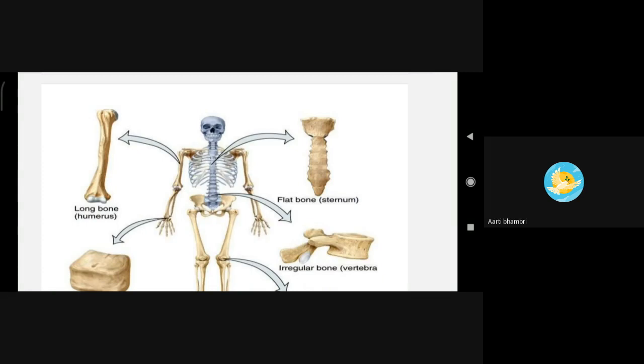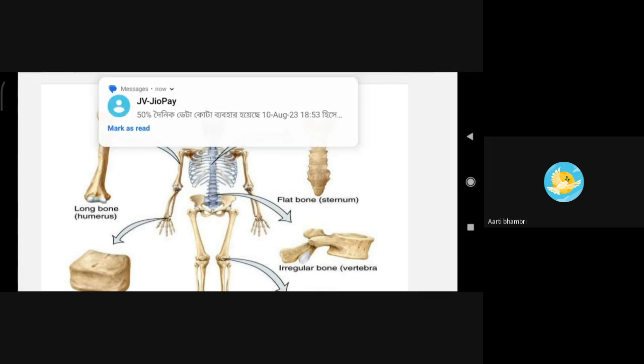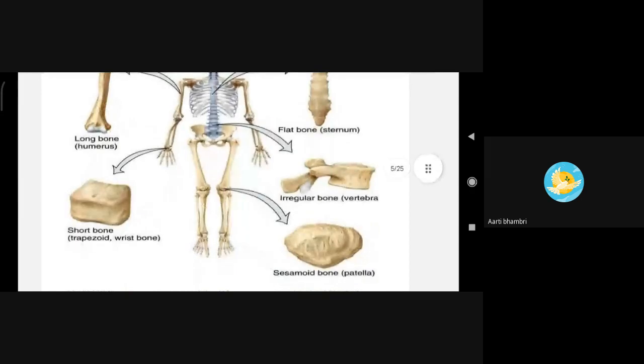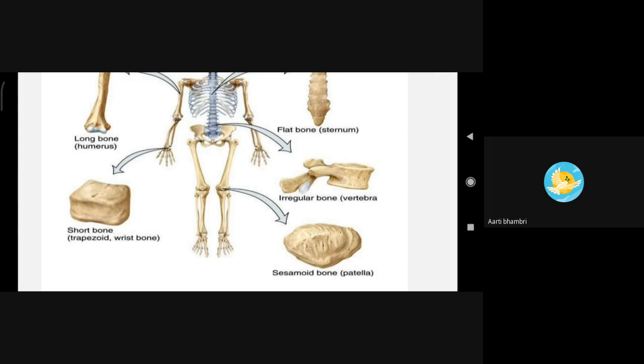We have just studied that long bones are a little bit curved for strength purposes, and they are long. Their width is not much. And this is a short bone, almost a cube shaped structure. This is a short bone, trapezoid, which is in the wrist.